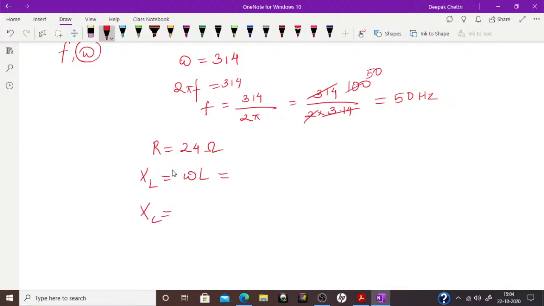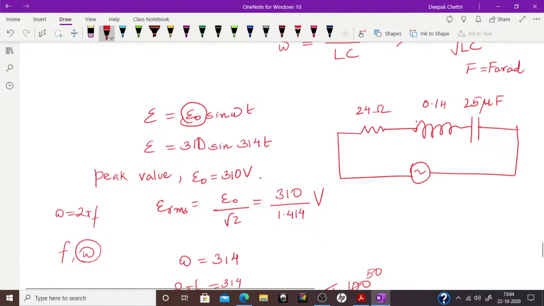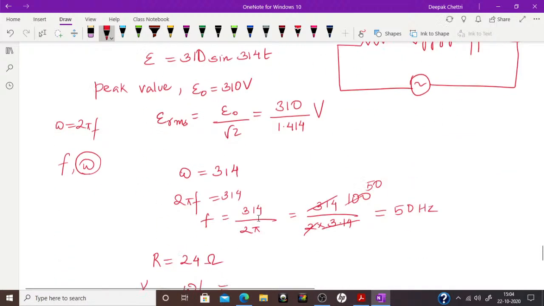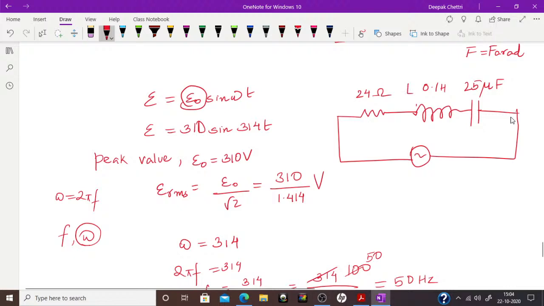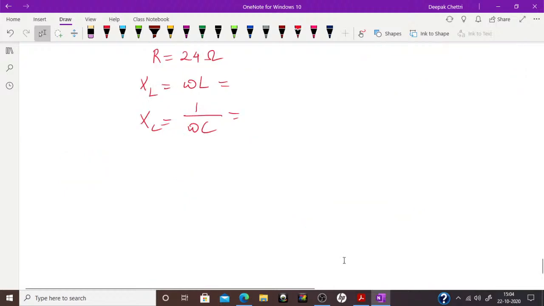XC, that is the reactance because of capacitance, formula is 1 by omega C, put the value of omega. C is also given in the question, right? Okay, this is your value of L, this is your value of R, this is your value of C. So you put them here, you will get the reactance, three of them.